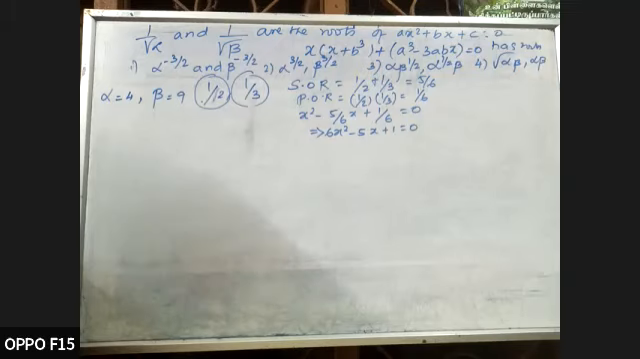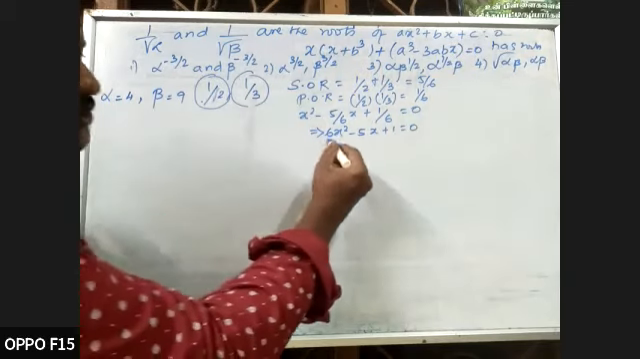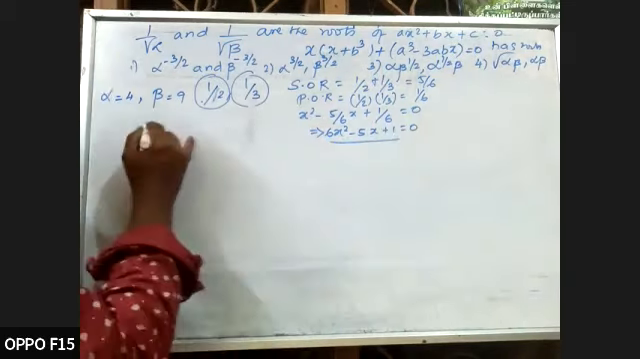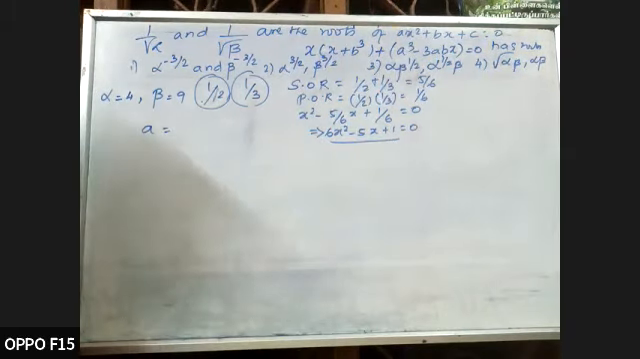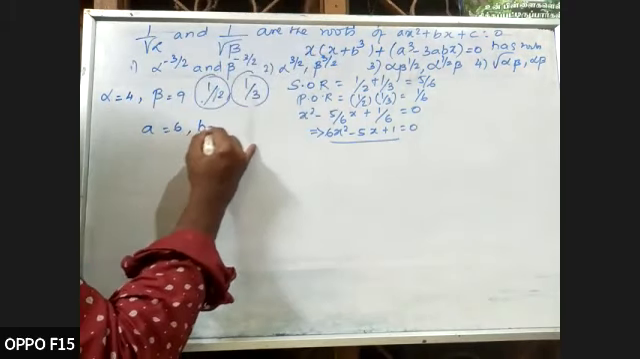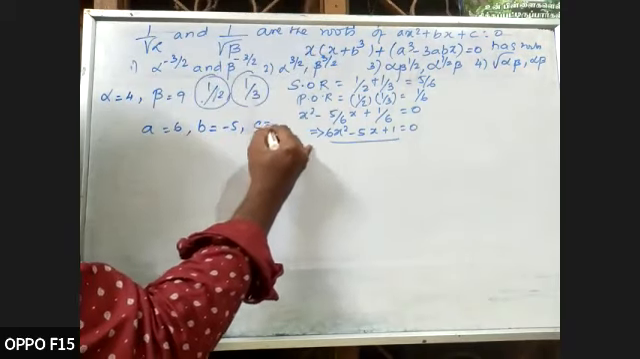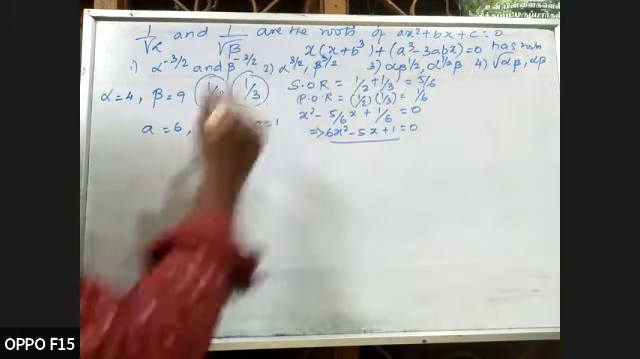Alright? Now when we look at this equation, it looks like ax square plus bx plus c. We compare it with this equation. Comparing with the given equation, what is the value of a? 6. What is the b value? -5. c is equals to 1. Substitute these.